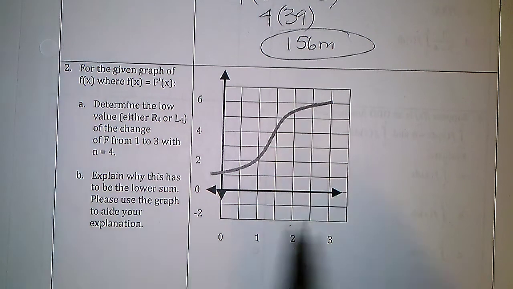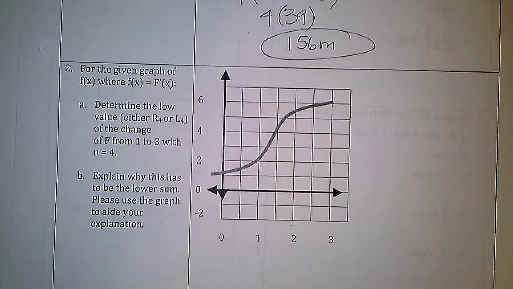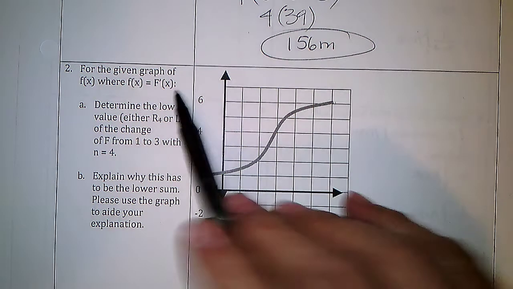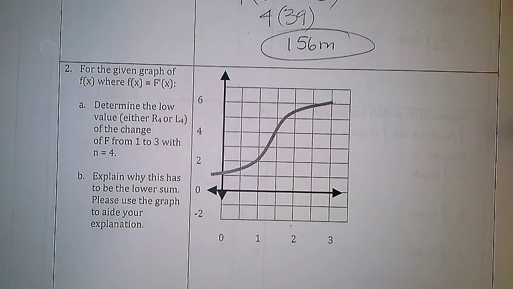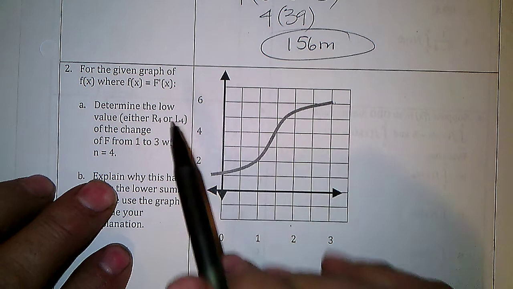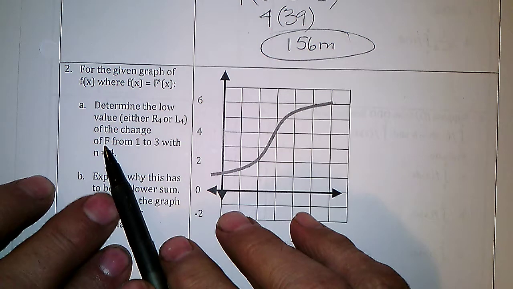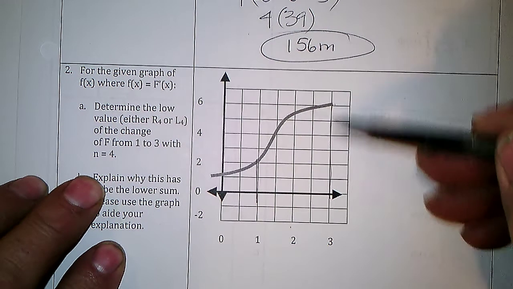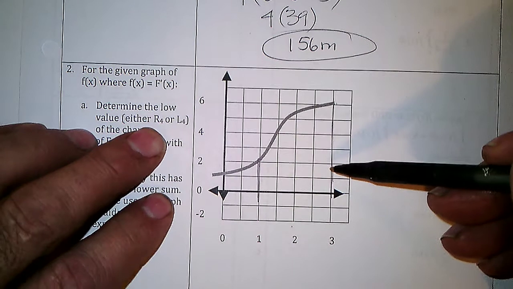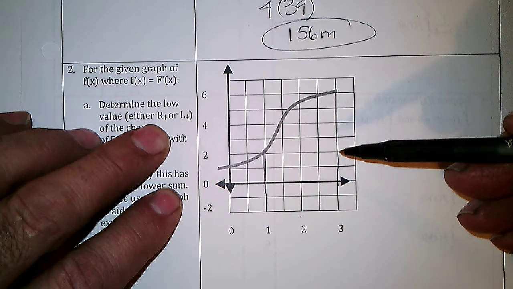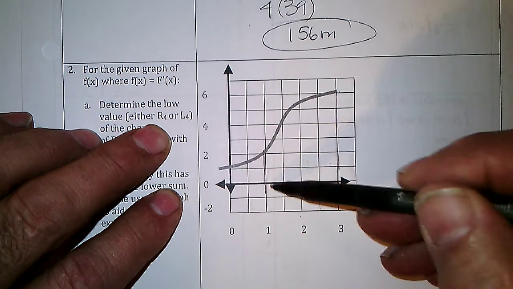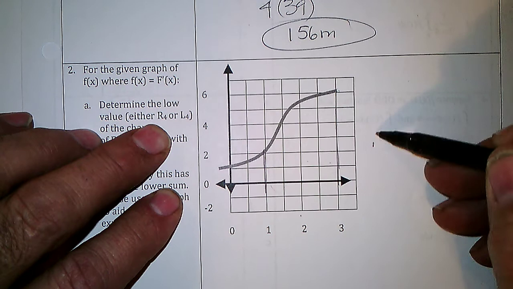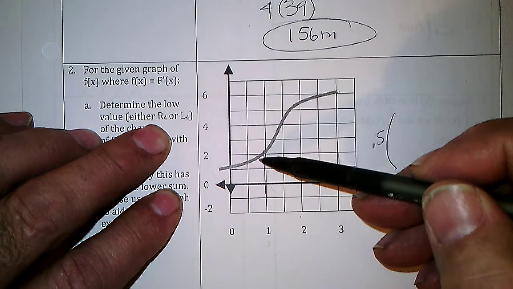Now number 2. It says f of x is the derivative of capital F of x, and this is a graph of it. So the change in capital F of x would be represented by the area. It says to do either right 4 or left 4 for F changing from 1 to 3. So we basically want the area under here. There are 4 spaces here, each one a half wide, so we're going to have 0.5. And I'll just do the right 4 here.